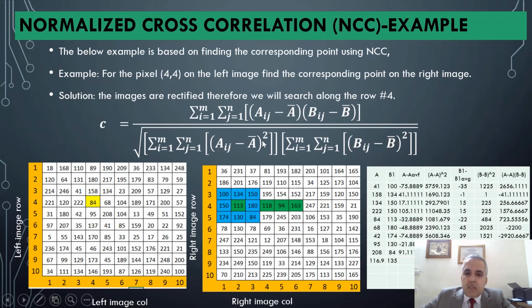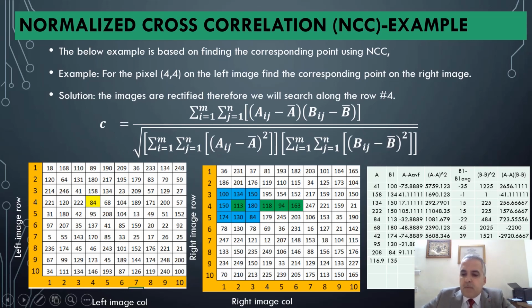By using this equation, this is the summation of A_ij minus A average times B_ij minus B average, which is represented here. And this is the value we will put here. And for this value, we will use this one. And for this value, we will use this one. By taking the square root, we will get the correlation.